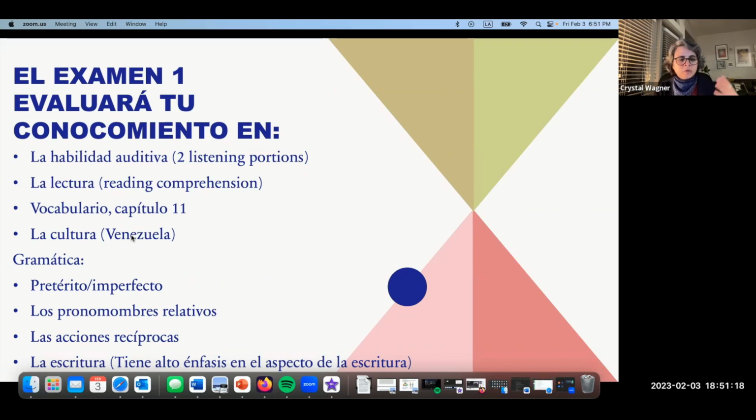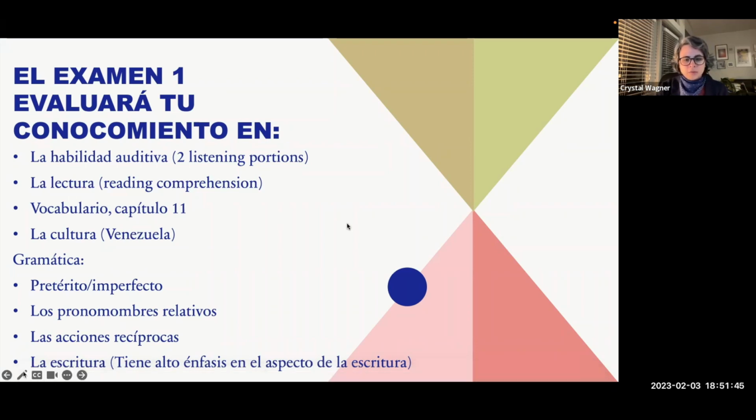Gramática, esto es lo que vamos a estudiar en este video hoy. Pretérito y el imperfecto. Los pronombres relativos, que, quién, quiénes, lo que. Las acciones recíprocas, reciprocal constructions. La escritura. So this is not gramática, right? But this is just something that's going to also be in the exam, which my point here was hay un alto énfasis en el aspecto de la escritura. So there's an emphasis on writing for this exam.